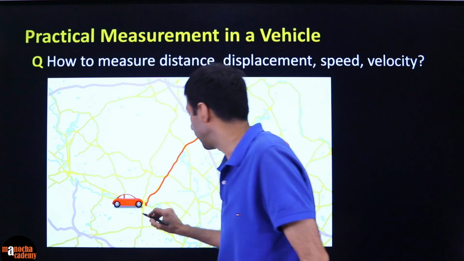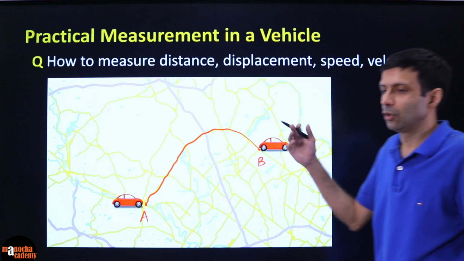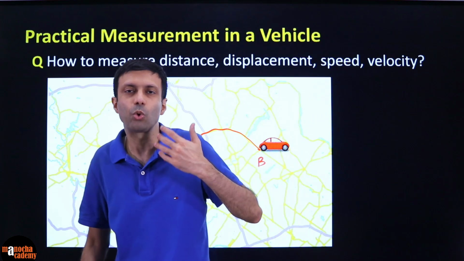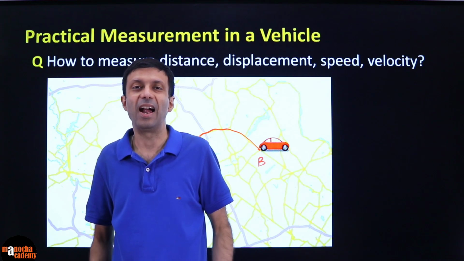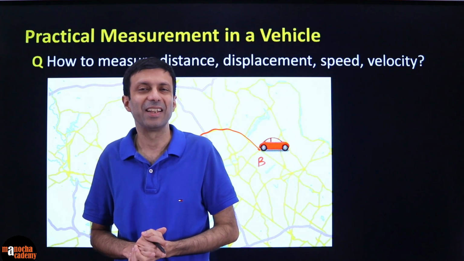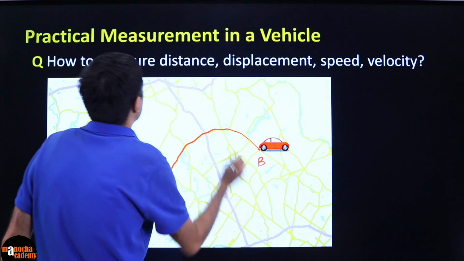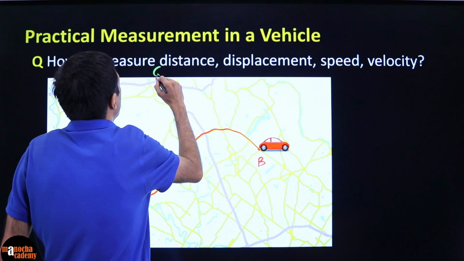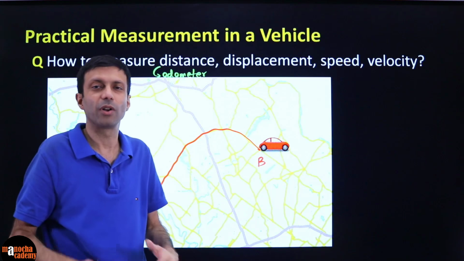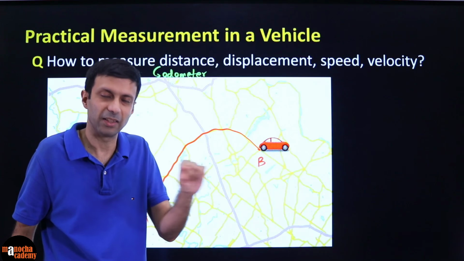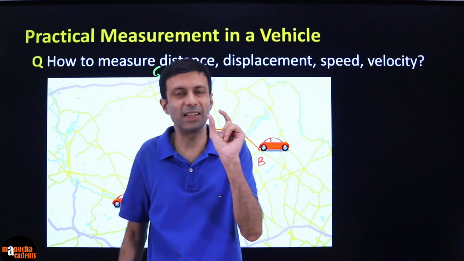So you started from point A and you ended up at point B. How do we measure the distance? Distance means the total length of the path traveled, how much the car actually traveled on the road. And there is an instrument to measure that, called an odometer. Distances are measured using an odometer in the car. There is a small reading on the dashboard in cars, motorbikes or buses, just behind the steering wheel or close to it.